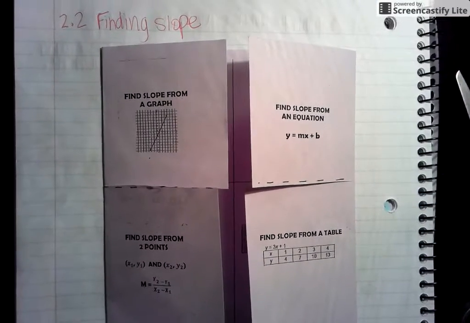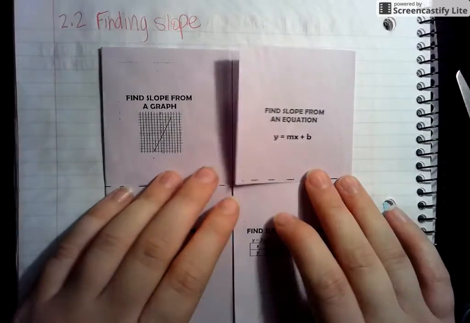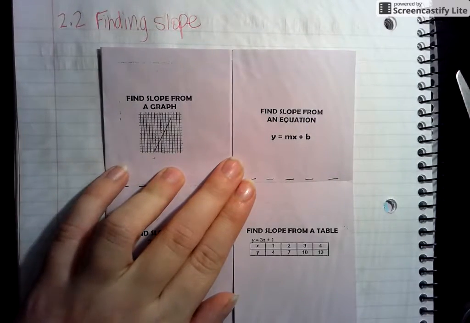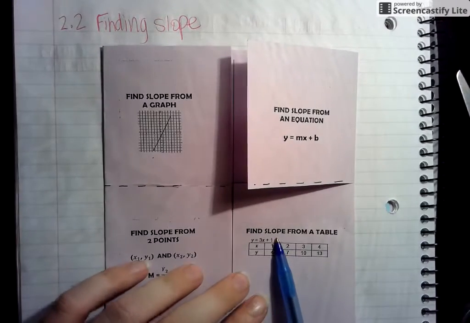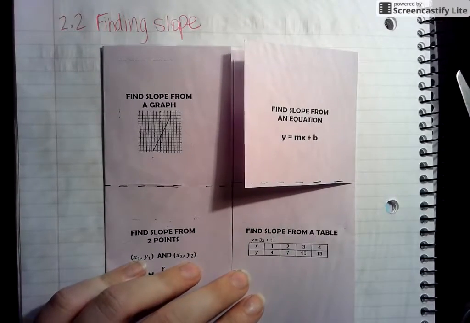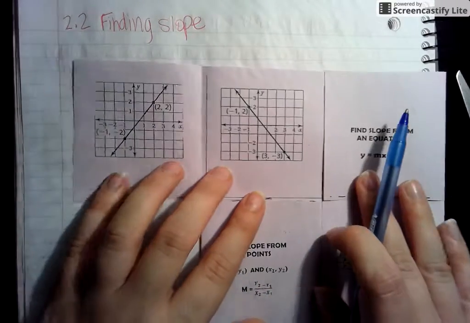So to find slope, there are going to be 4 different ways. In this video, I'm going to talk about 2. One of them is going to be finding slope from a graph. The other one is going to be finding slope from a table. So we're going to look at finding slope from a graph first.